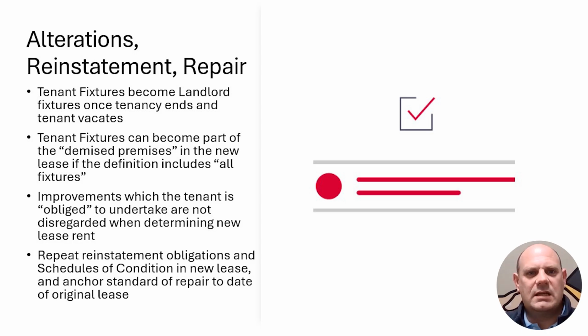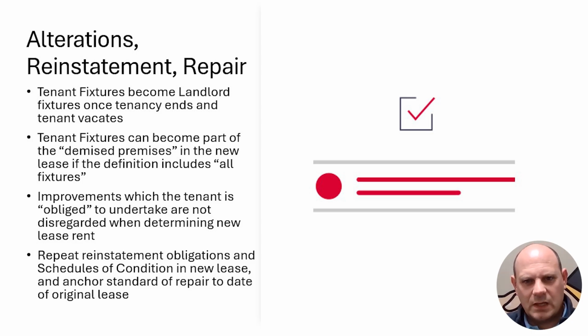So say a tenant takes a brand new building on a 10-year full repairing lease in 2015. Pristine condition, everything works perfectly. The lease requires them to keep it in good repair and condition. The tenant then renews in 2025 for another 10 years, and when they hand back in 2035, what's the standard of repair?